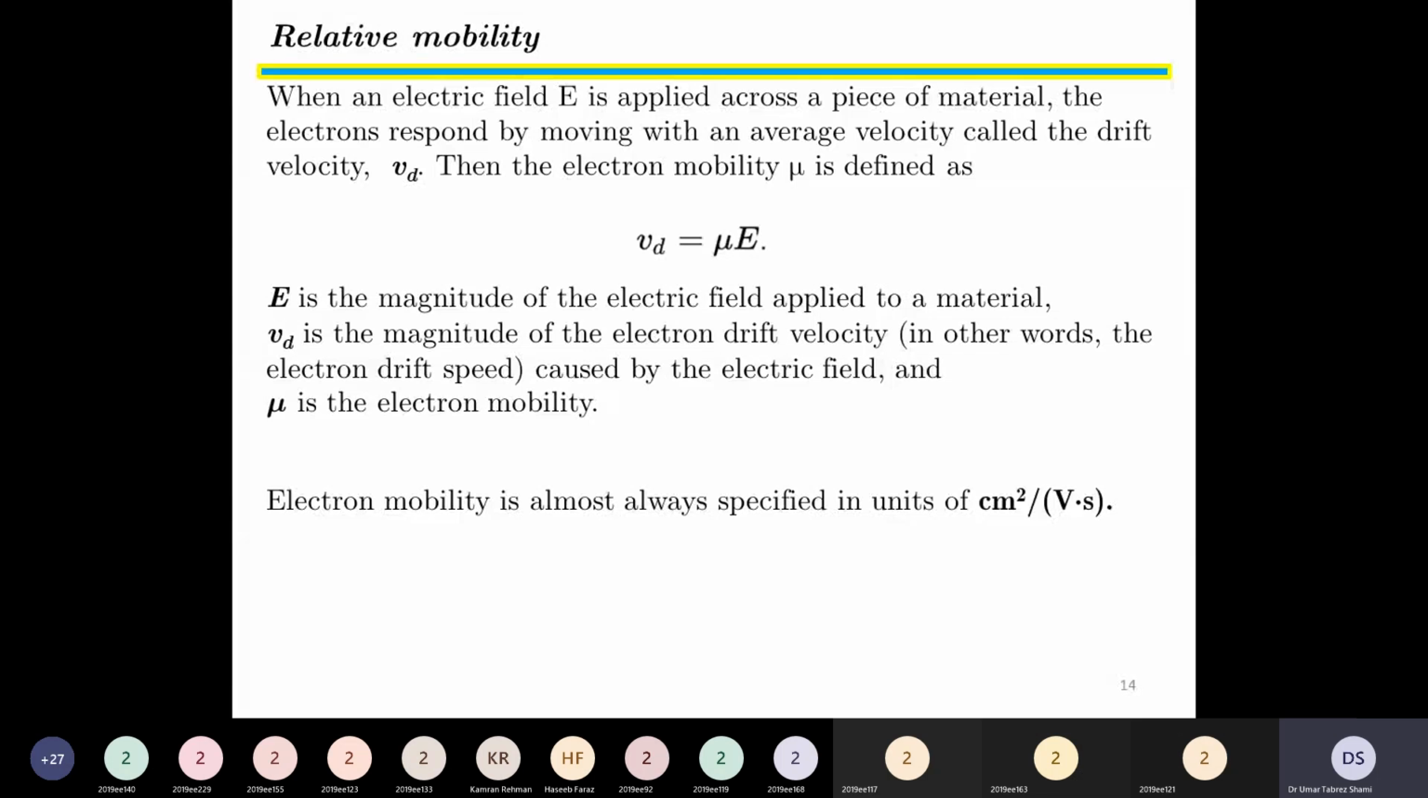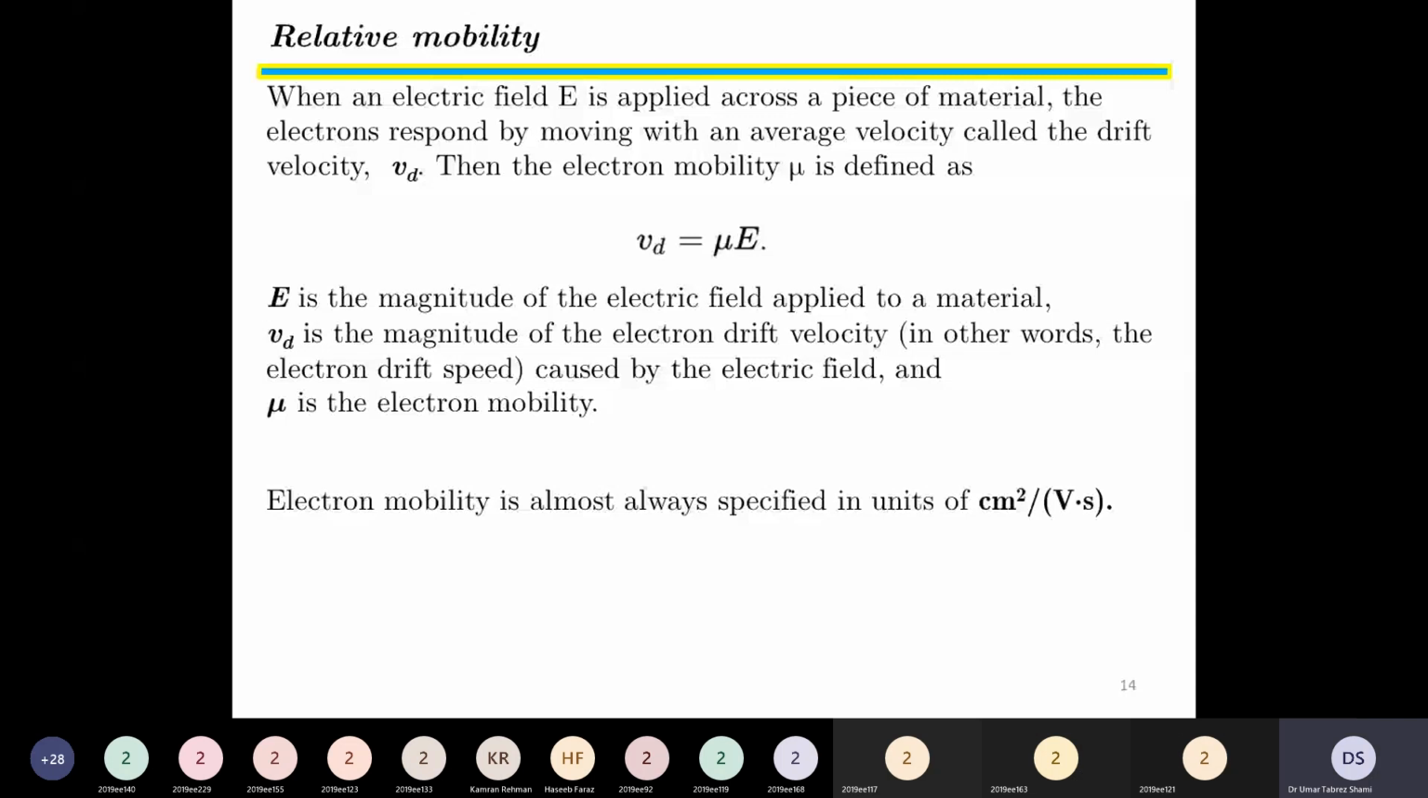So in this slide, we see the formula for relative mobility. And the explanation is that when an electric field E is applied across a piece of material, the electron responds by moving with an average velocity called the drift velocity Vd. Then electron mobility mu is defined as Vd equals mu times E, where E is the magnitude of electric field applied, Vd is the magnitude of electron drift velocity, and mu is the required electron mobility.